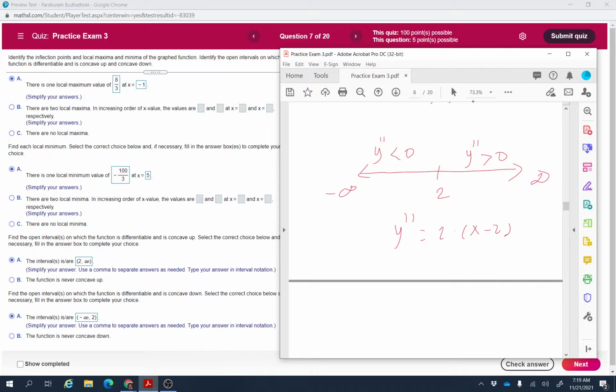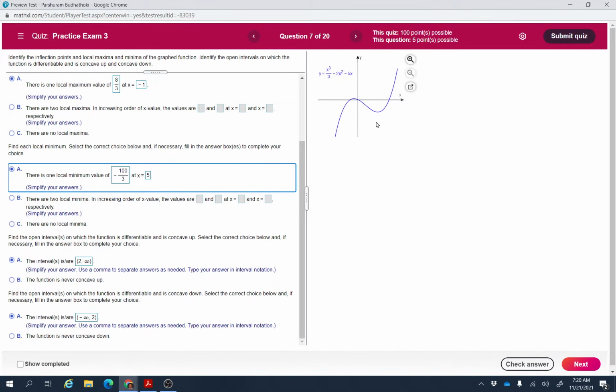On the other side the second derivative would be positive, but just choose some testing point. Let's say x equal to 3. That's how we find whether the second derivative is positive or negative. As you can see here, the second derivative is negative on this interval. That means if the second derivative is negative, it's concave down. If the second derivative is positive, it's concave up. So it's concave down up to 2, and after that it's concave up.